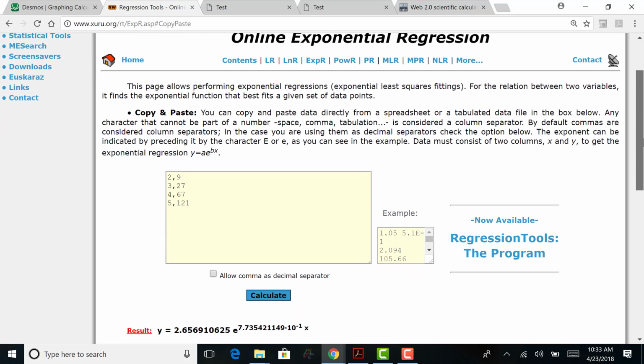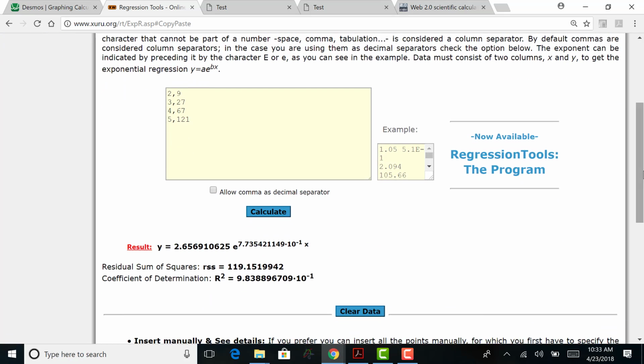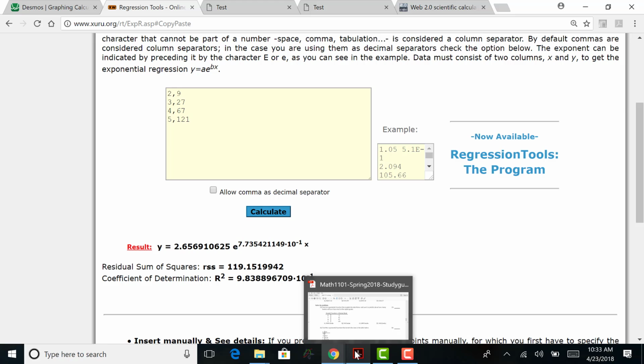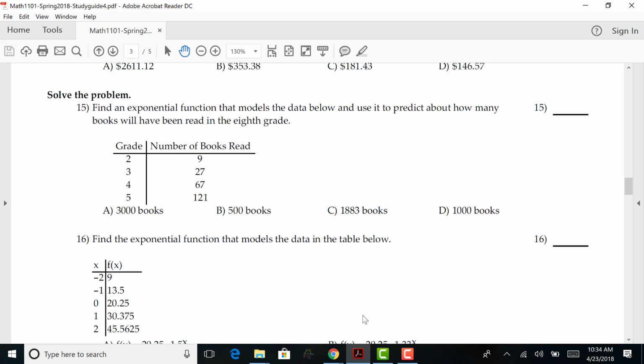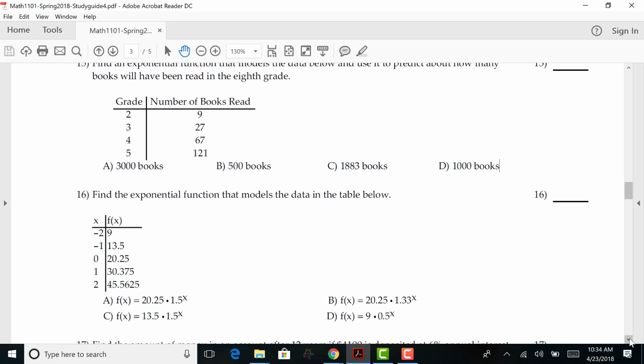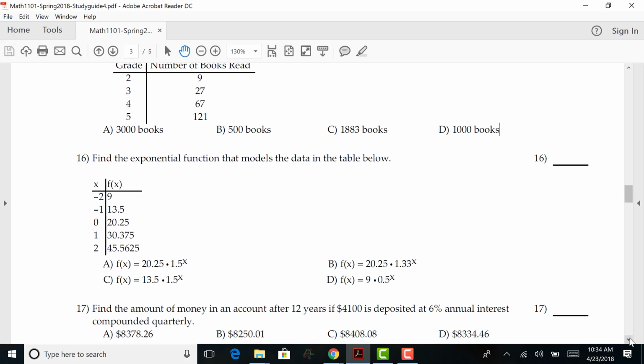I'm on Exponential. Okay, I'll take a look at that one, but the process is the same. So for testing purposes, you still put it in, and I'll make sure that it comes up like it's supposed to. All righty. Number 16, find the exponential function that models the data. What are we going to do? Put it in Zuru. Type this in and make sure this one comes up.